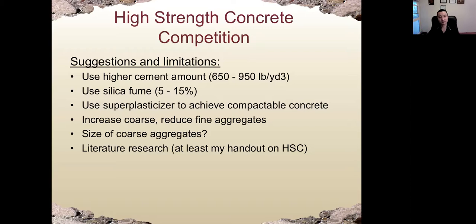And think about what size of coarse aggregate you want to use. You can go back to the previous lecture about how the size of coarse aggregate affects the strength of concrete. And do some literature research, at least my handout on high strength concrete design, which I will upload to your email.